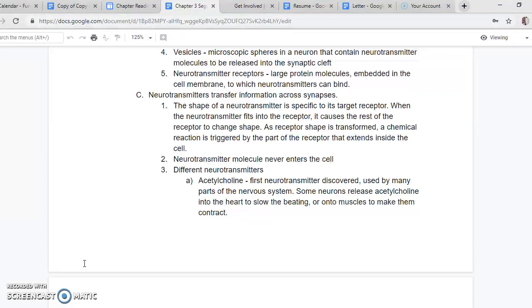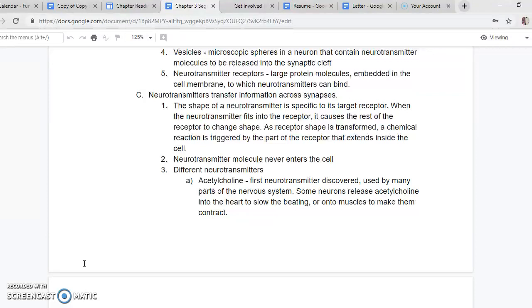The shape of a neurotransmitter is specific to its target receptor. When the neurotransmitter fits into the receptor, it causes the rest of the receptor to change shape. Once this shape is transformed, a chemical reaction is triggered by the part of the receptor that extends inside the cell.